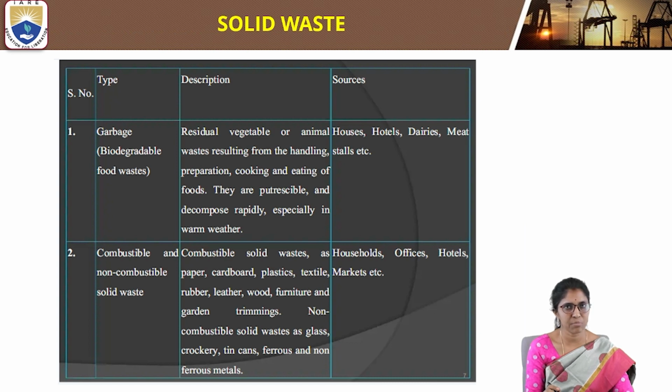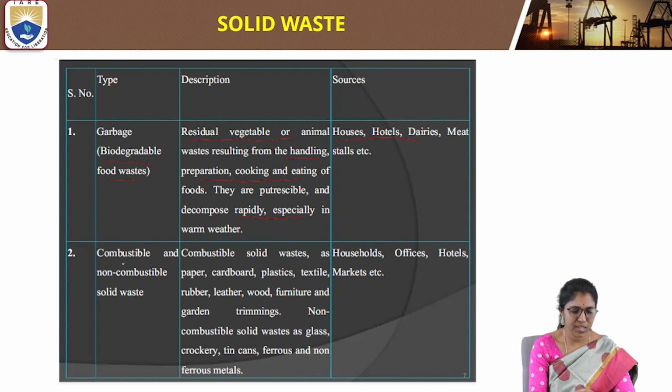First one is garbage. Garbage is biodegradable food waste. It is a residual vegetable or animal waste resulting from the handling, preparation, cooking and eating of foods. It is easily decomposed, especially in warm weather. The sources of garbage are houses, hotels, dairies, meat stalls, etc.